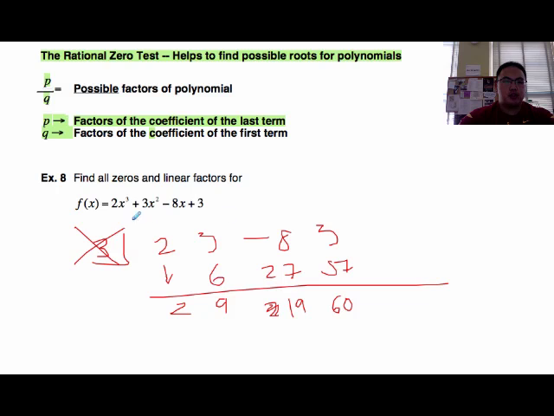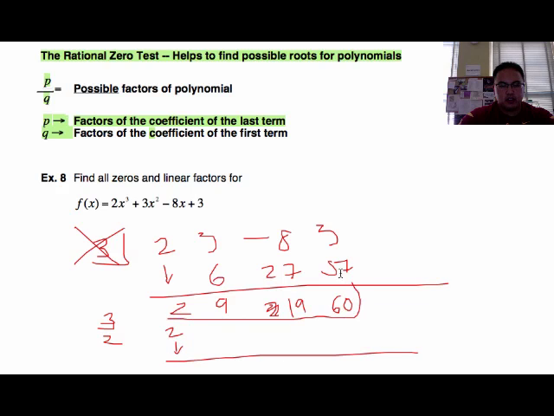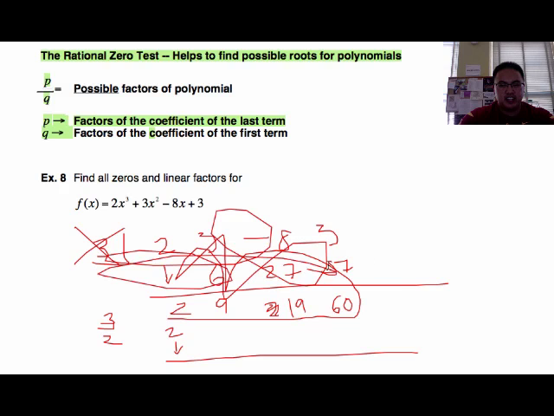Okay. Last one, 3 over 2. To make this quick, let's just do this. 3 over 2, 2. So we're going to get rid of this for now. We don't care about this. Okay. 2, 3, negative 8, and 3.